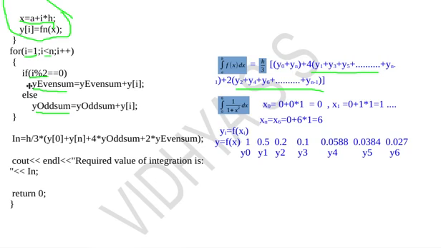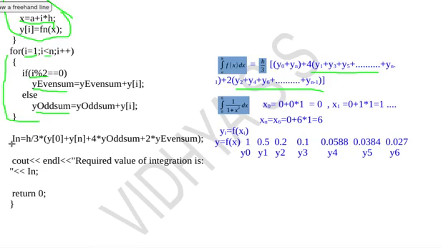Else, that means this mod doesn't give a value 0. If mod 2 is not giving a value 0, meaning I am getting a remainder, it is an odd term. So the odd index has to be added to the odd sum. y odd sum will be equal to y odd sum plus y of i. After terminating this loop, y even sum will contain the value of y2 plus y4 plus y6 etc. up to yn minus 1, and y odd sum will contain the value of y1 plus y3 plus etc. up to yn minus 1.